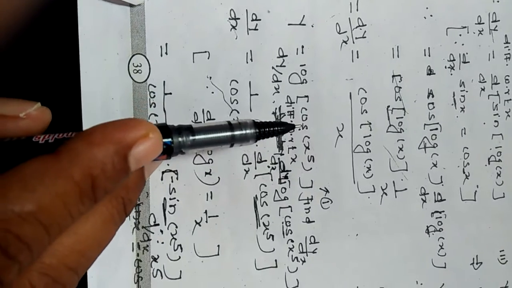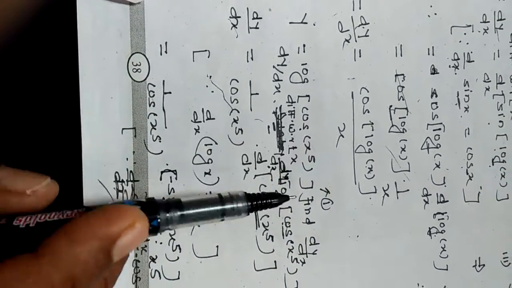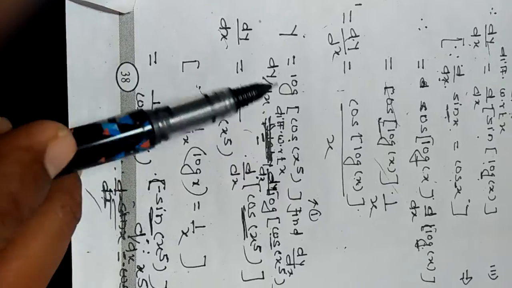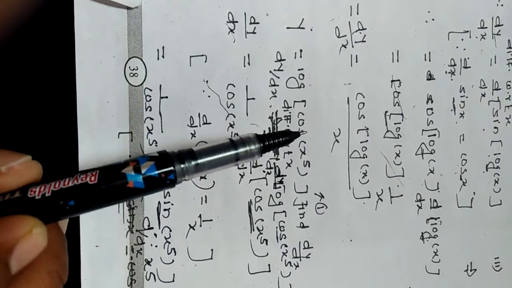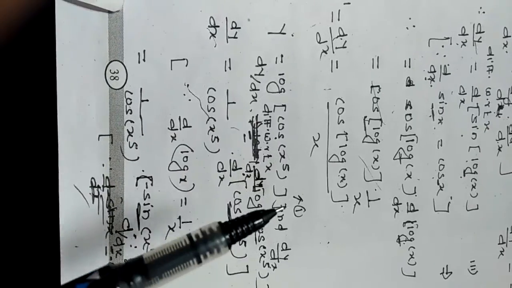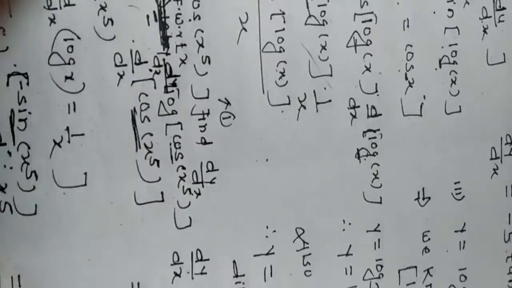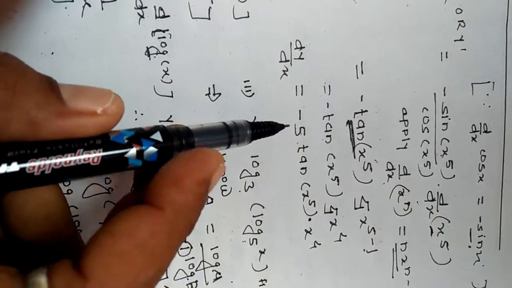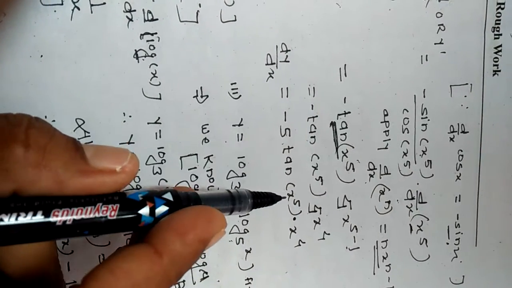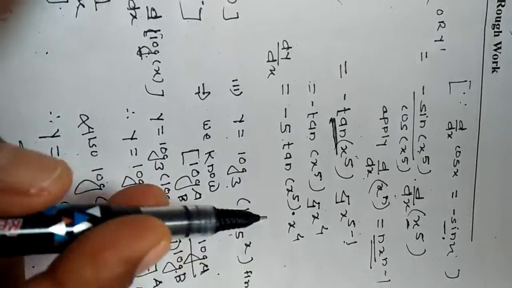Derivative of function कशाचं काढलं, y equal to log cos x to the power function 5. Here किती function आहे, y is the function of log, log is the function of cos, and cos is the function of power, that is x to the power 5. We have to find out that derivative of that function. What we have to lastly get, minus 5 tan x to the power 5 into x to the power 4.